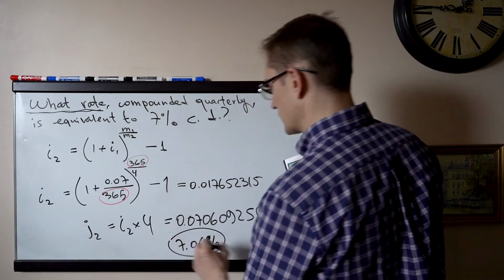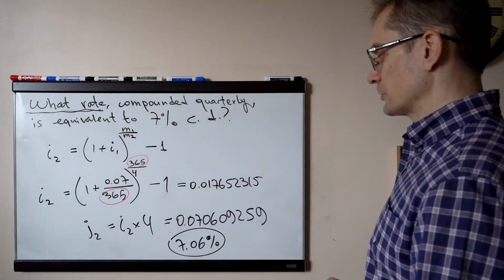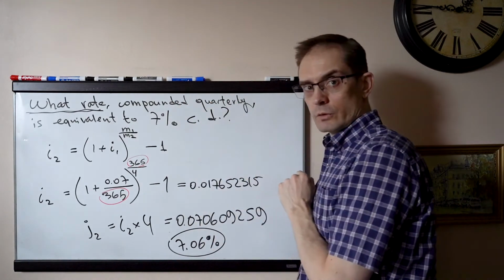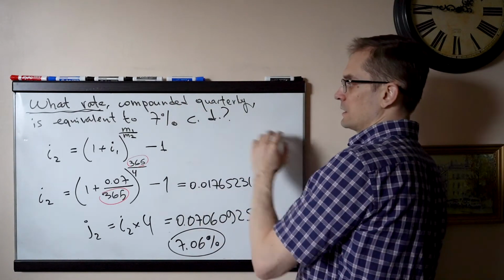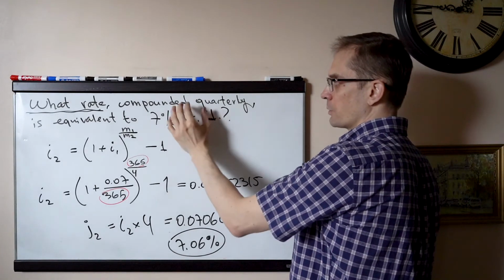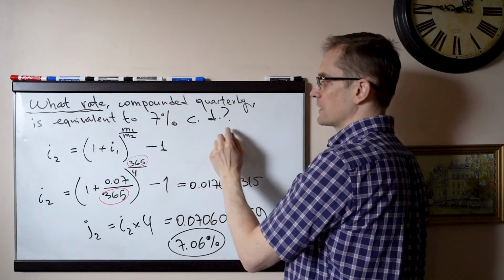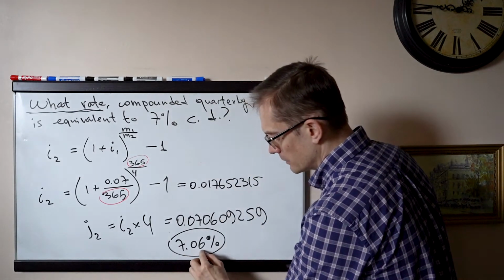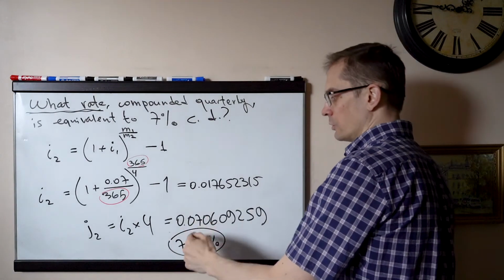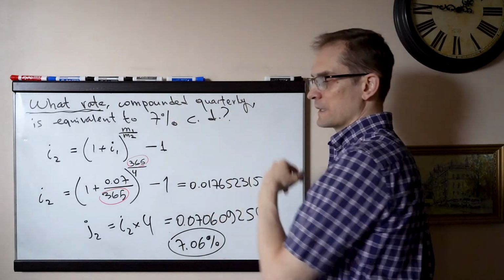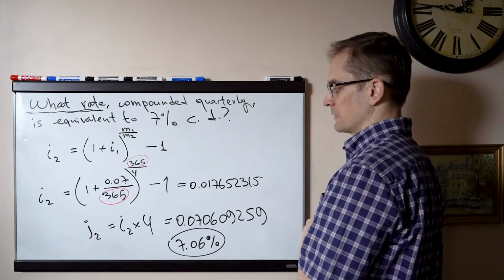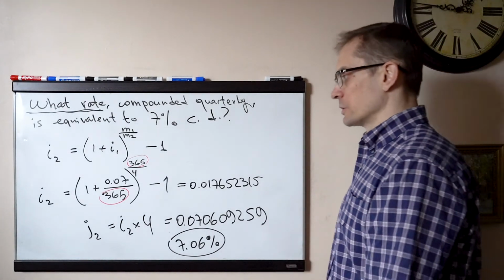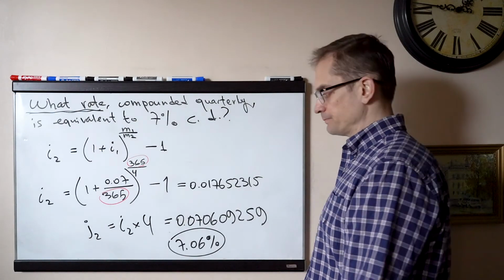So 7.06%. Okay? 7.06%. So again, you can see that the rate we're looking for is less powerful than the compounded daily rate, right? It's compounded quarterly, compounded less frequently than the daily rate. As a result, it should be just a little bit higher to compensate for the fact that it's compounded less frequently. Okay? Again, that's how you would go about using this formula.